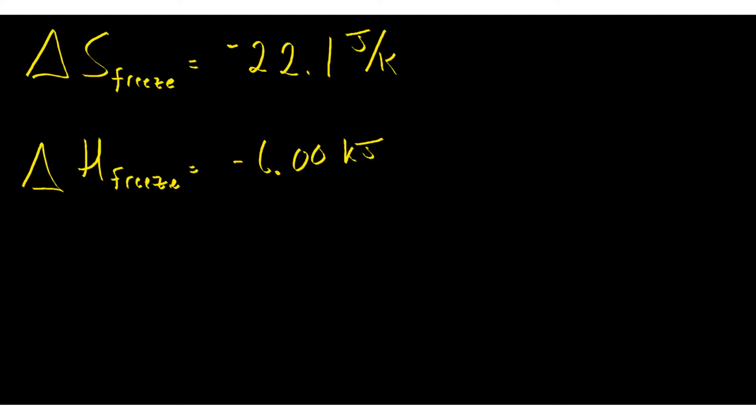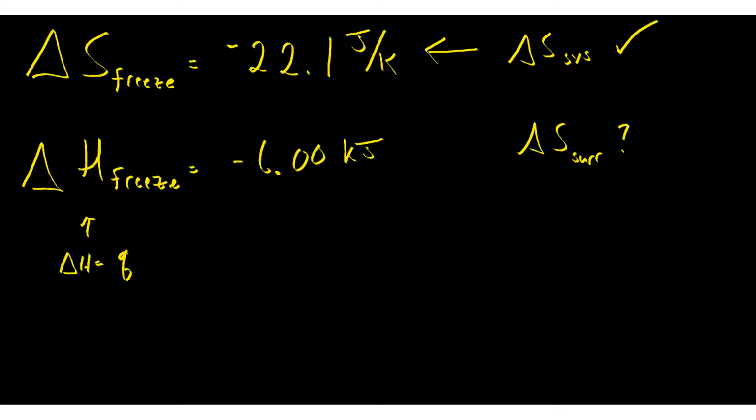Now, the entropy change of the system is rather straightforward. It's just the entropy change of freezing. Delta S of the system is delta S of freezing, negative 22.1 joules per Kelvin. Boom, we're good to go. What about delta S of the surroundings? Well, the great thing about this is that I didn't say anything special, so this is just a constant pressure sort of situation. Delta H is equal to Q, and delta S of the surroundings is just Q divided by the temperature of the surroundings. So now we have both of our entropy changes.